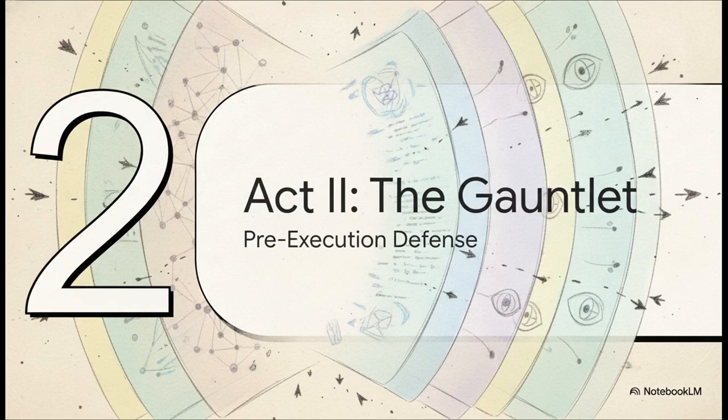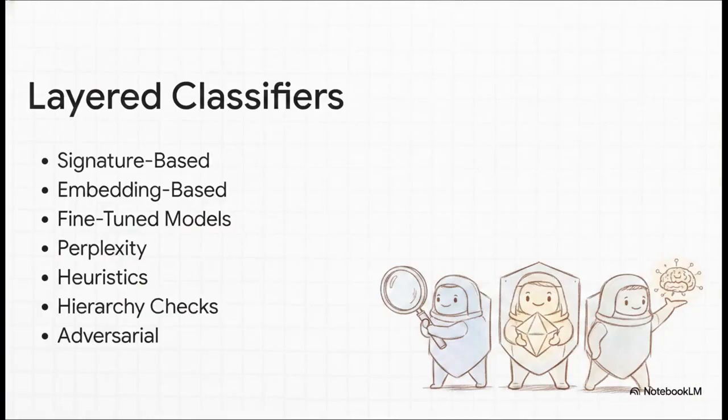Welcome to Act 2, the gauntlet. The defense isn't just one big wall. It's this incredibly sophisticated, multi-layered security system. Microsoft's SPEAR.org, specifically their Data US 1010 team, built what's called a pre-execution classification layer. Think of these layered classifiers as a squad of individual guards, where each one has a highly specialized technique for spotting that Trojan horse before it ever reaches the AI model. You've got signature-based detection, checking for known bad phrases. You've got embedding-based detection, feeling out the mathematical shape or intent of the text. You even have these smaller, lightning-fast, fine-tuned language models trained specifically to spot the vibe of an attack. And that's along with perplexity-based detection, heuristic and rule-based filters, instruction hierarchy detection, and adversarial training.